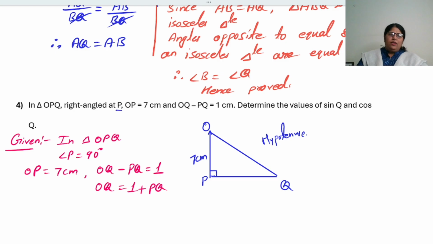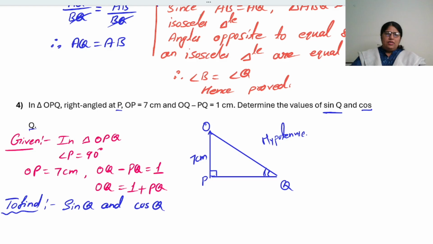Let us first write what is asked: determine the values of sine Q and cos Q. Again, we are going to take the acute angle Q to find these two trigonometric ratios, sine Q and cos Q. For that we should have all three lengths OP, PQ and OQ. Let us first write down what to find. When it's to prove, you write to prove; to find, you write to find: sine Q and cos Q.